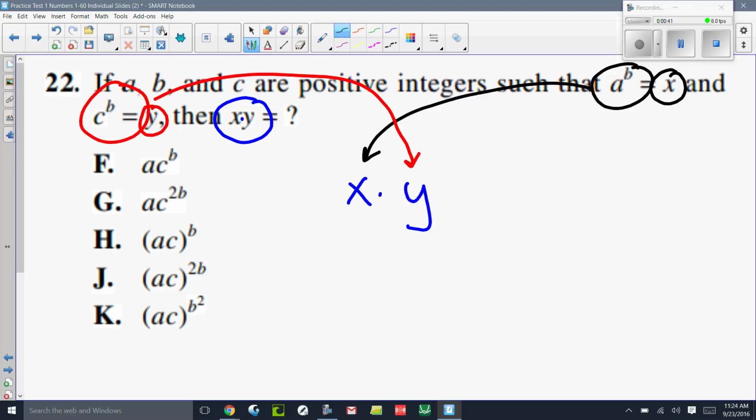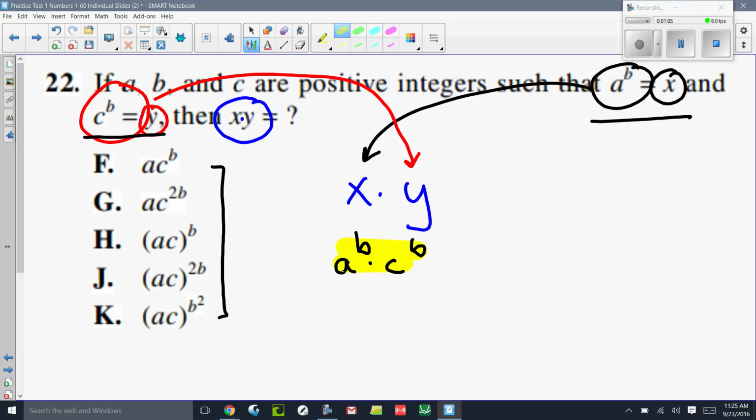So for x, I have a to the power of b, because that's what x is equal to, and in for y, I have c to the power of b, because that's what y is equal to. So really what we need to do is figure out what expression from our options over here is equal to a to the b times c to the b. When I first did this test, my instinct was to look for this answer. Well, upon further investigation, we realized that that answer is not one of your choices.